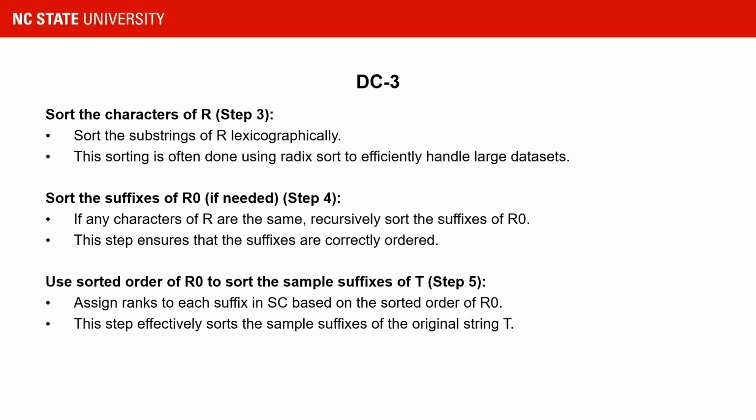Step 3 involves sorting the characters of R. Radix sort is applied to the characters of R to obtain a new string R0, which involves sorting the triples within R. Step 4 involves sorting the suffixes of R0 if needed. If any characters in R0 are identical, we recursively sort their corresponding suffixes. This step establishes a relationship between the sorted order of R0 and the suffixes of the original string T.